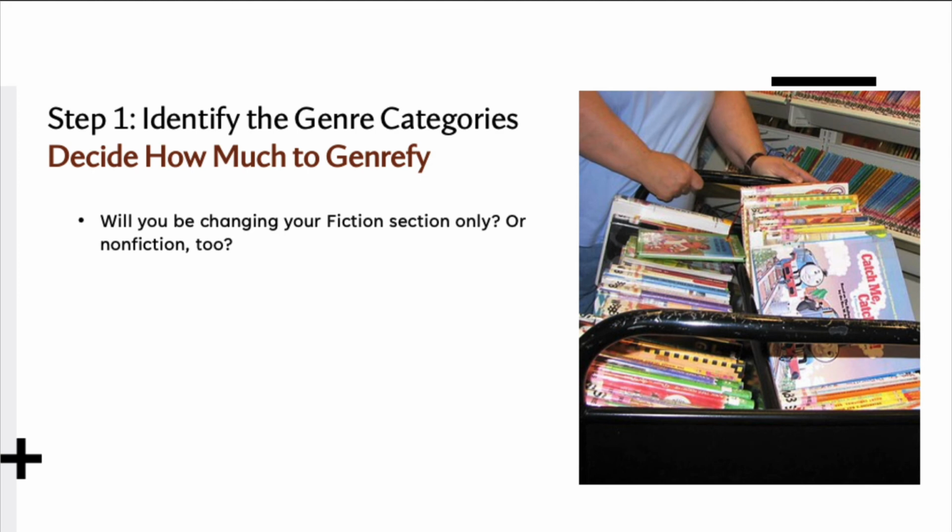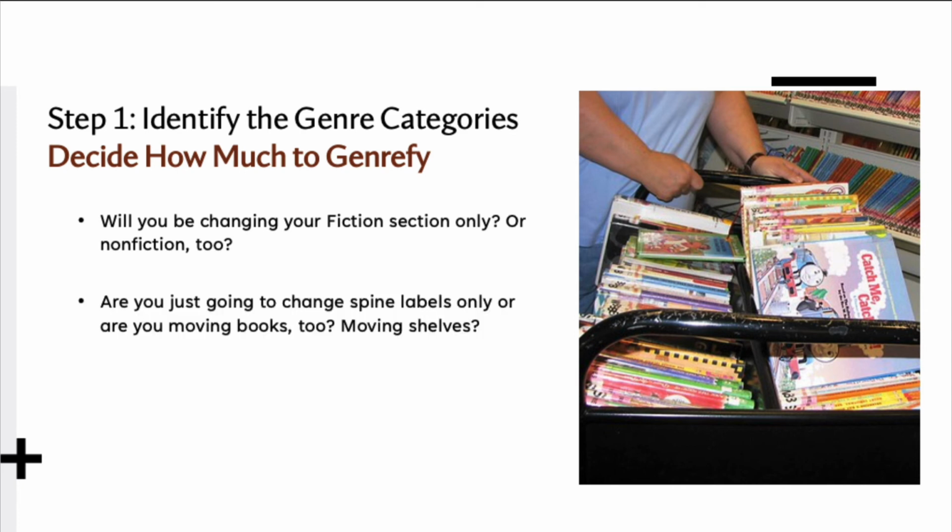So coming back to deciding how much to genreify, also think about your spine labels too. Are you just going to change the spine labels on the books themselves, or are you going to also add genre stickers? Or are you going to physically move books too? I chose to do both. I made new spine labels and rearranged the books to match those. And once I cleared a shelf of books in that process, I realized that some of my shelves were even movable, so I slid shelves around to better accommodate how I wanted to arrange the genre groupings.